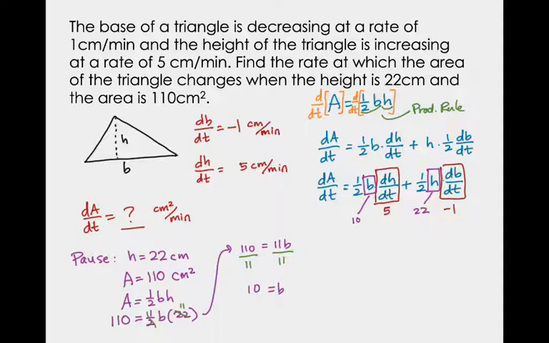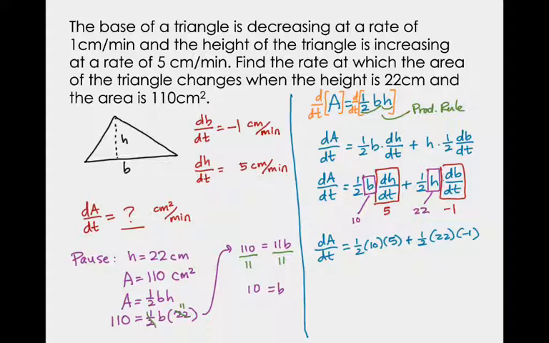So dA/dt is what we're looking for, and now I've been able to plug in everything into my equation on the right that I need. So I just need to do a little arithmetic here. I got 1/2 times 10 times 5 plus 1/2 times 22 times -1. 1/2 times 10 is 5, times 5 is 25. And then this one's going to be a -11 when I multiply all that out. And 25 minus 11 is 14.